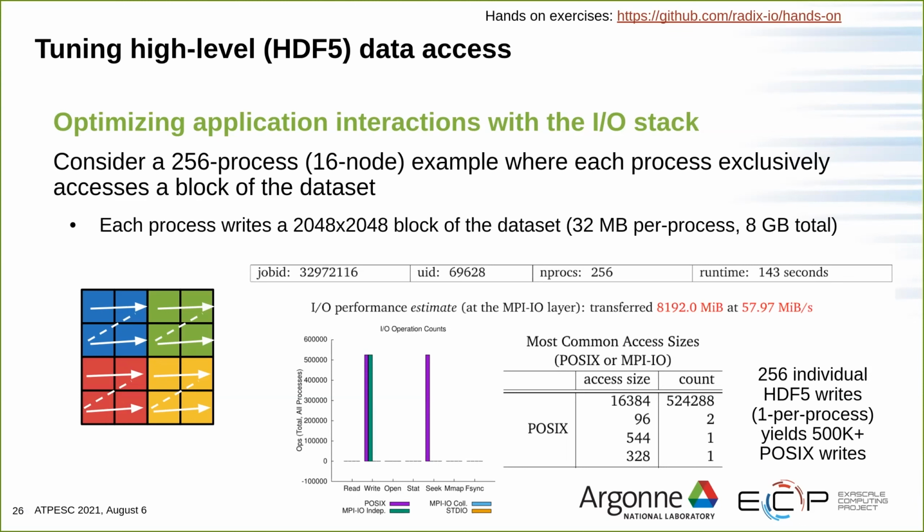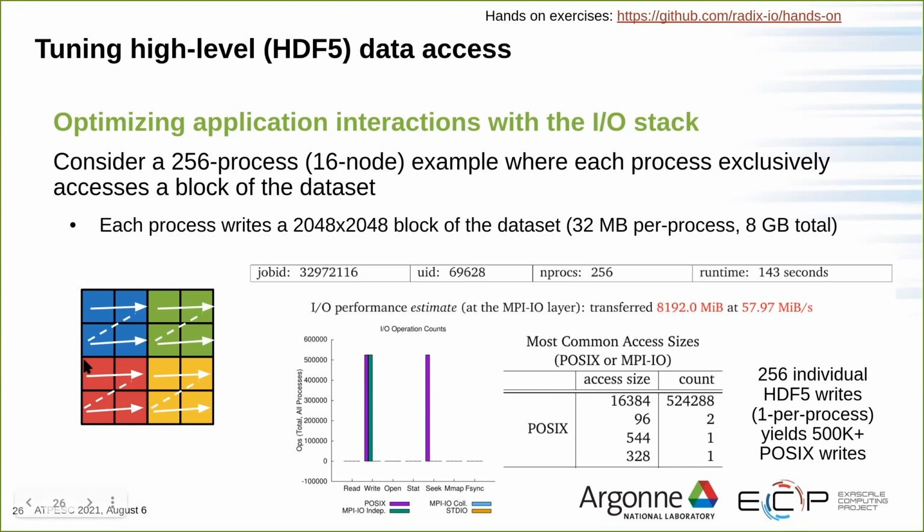I've snipped some Darshan job summary output to help drive this home. Again, this is 256 processes. It took 143 seconds to run this benchmark. It's 8 gigs worth of data, and it did so at about 58 megabytes per second, which is pretty slow.